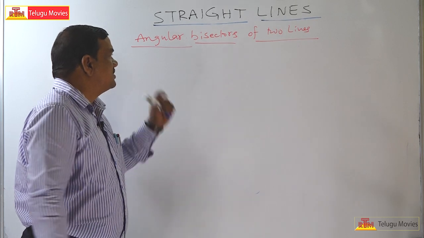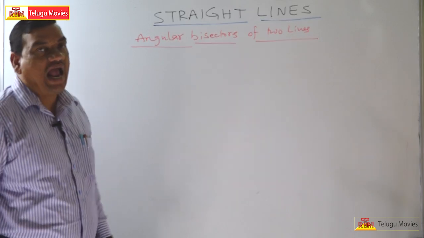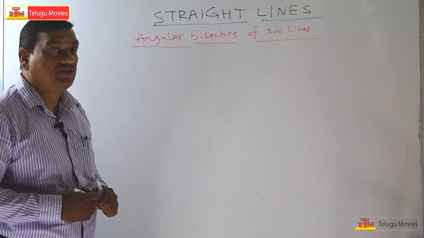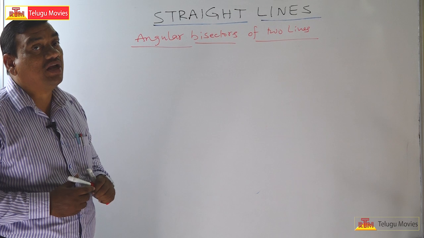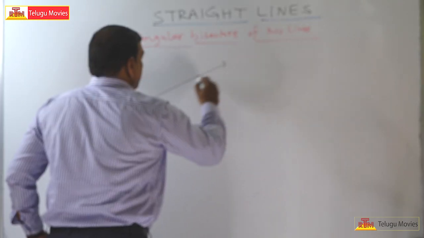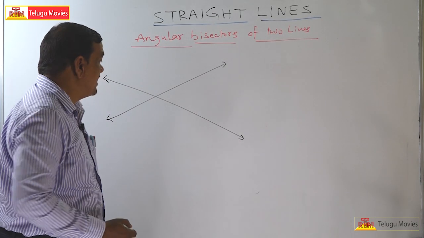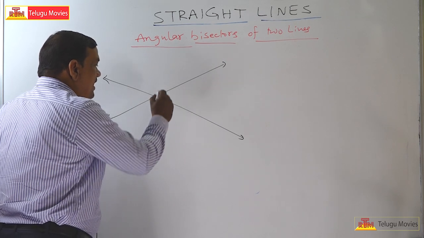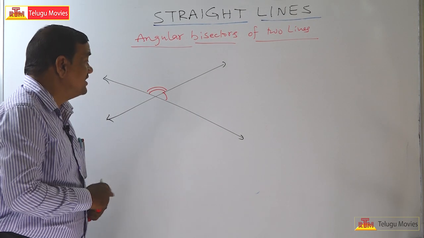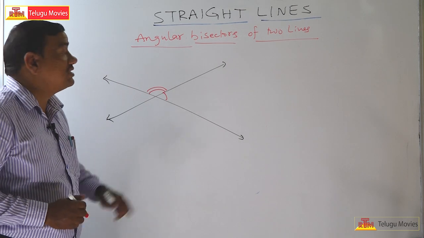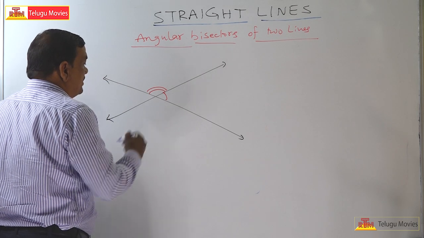Welcome to this concept. Now I am going to explain what are angular bisectors of two lines. The name itself says angular bisector. Angular means angle, bisector means dividing into two equal halves. So, let us consider two lines intersecting each other. As I already told, one angle will be acute and another will be obtuse. The line which divides this acute angle into two equal parts and passes through the point of intersection of the lines, that means this line.